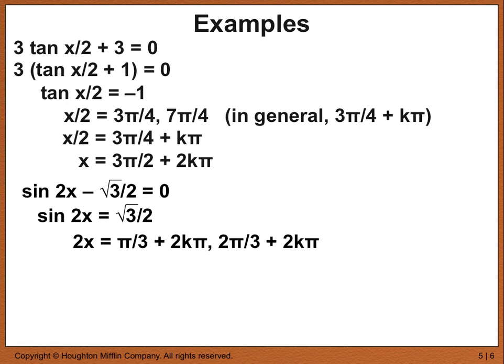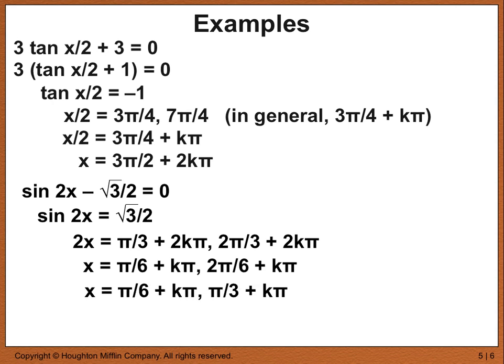Last step then, to get rid of that 2 that's in front of the x, is to multiply both sides by 1/2. And we end up with x equals pi over 6 plus k pi, or 2 pi over 6 plus k pi. And since 2 pi over 6 is simplifiable, our final answer is x equals pi over 6 plus k pi, or pi over 3 plus k pi.